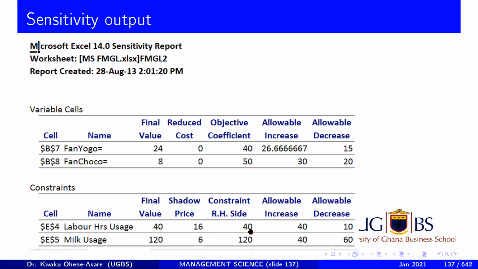Multiply each one by the 40 and the 120, and that will give you the same thing as taking the 24 multiplying by the 40 and 8 multiplying by the 50, isn't it? That's the beauty of the shadow price and the duality analysis. So it is the same thing. You can use that same thing to get 1,360. And that is a beautiful thing that you can do right there.